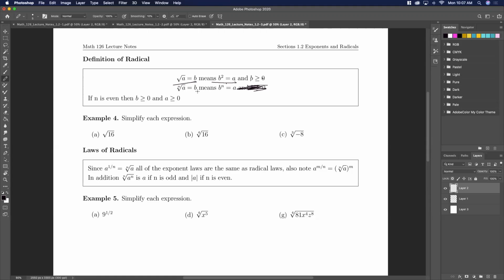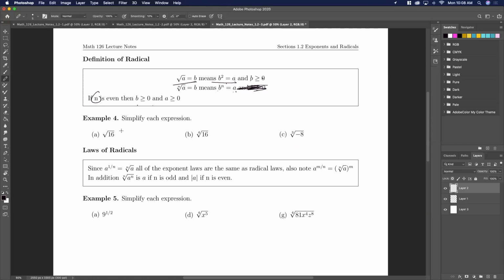The nth root of a means that b to the n equals a, right? Notice here that if n is even, b is greater than 0, and a is greater than 0. If n is not even, the rules don't apply, because you can have a be negative and you can have b be negative. Okay, but n is still a natural number, so we're still going in the positive direction.